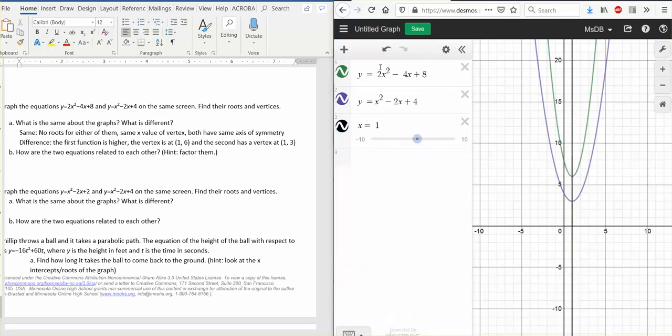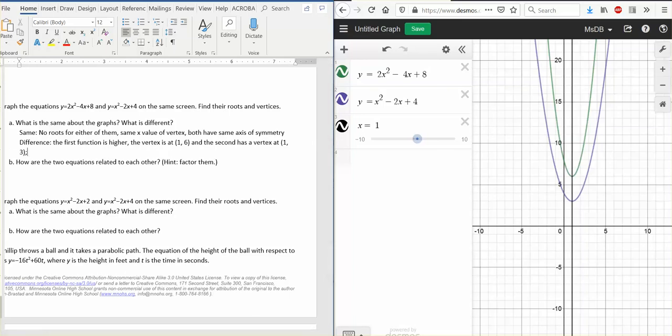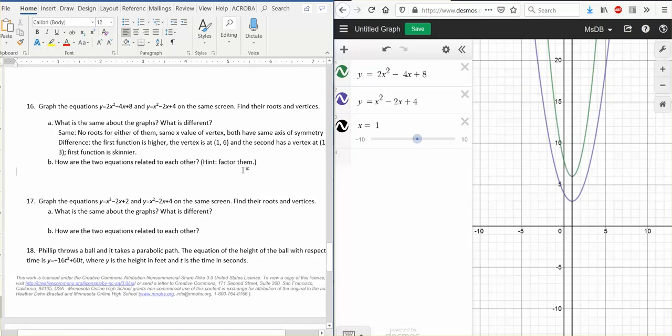Also, 2x squared minus 4x plus 8 is more narrow. It's skinnier. So we could add that for a difference as well. The first function is skinnier because multiplying by 2 actually makes it skinnier. And then it says, how are they related to each other? It seems really hard to see how they're related to each other.